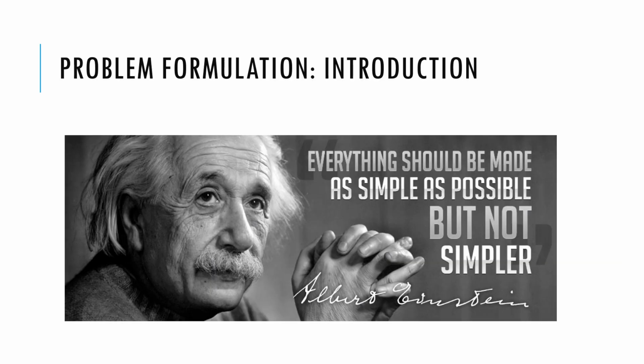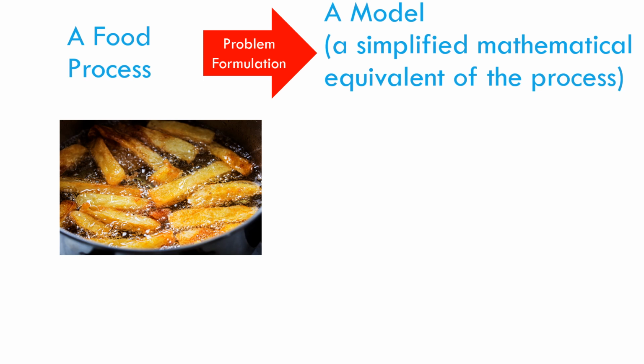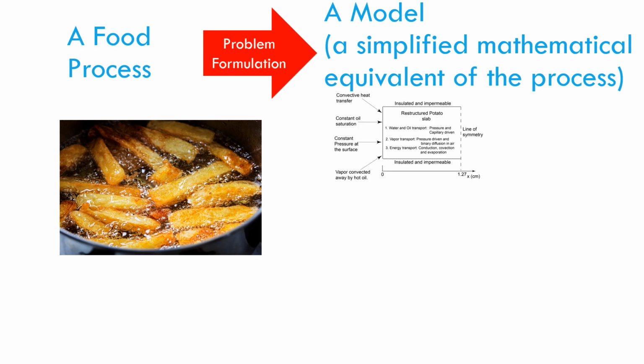Now, you may have seen this quote in other places. As we start to formulate a physical problem into a mathematical one, the golden rule is to include only the physics absolutely necessary. So here is an example of what we mean by problem formulation. If we take a physical process, let's say a deep frying process, problem formulation replaces this physical process by its mathematical equivalent. And that mathematical equivalent is made up of several steps.